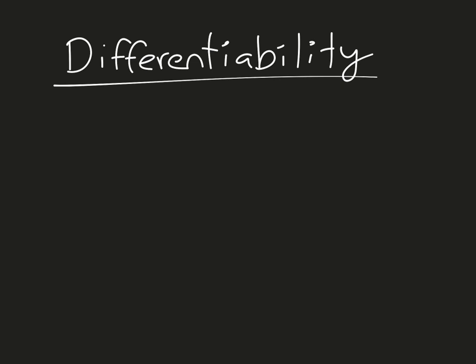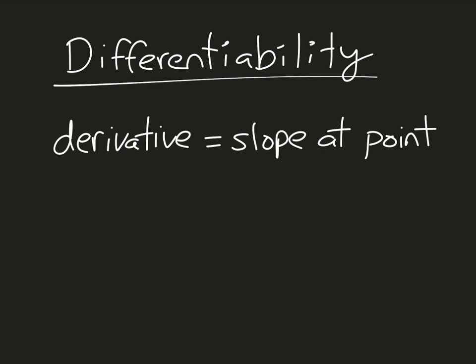We're going to run through differentiability today. So differentiability is the idea of being able to find a derivative on a graph. Now, the word derivative is a fancy one. It just means slope at a single point. So let's just review some basic slope for a second.